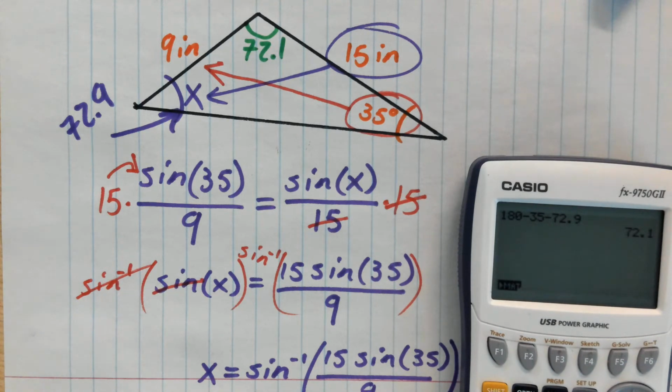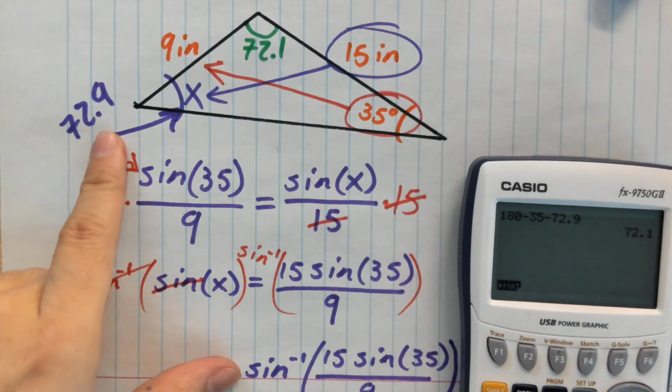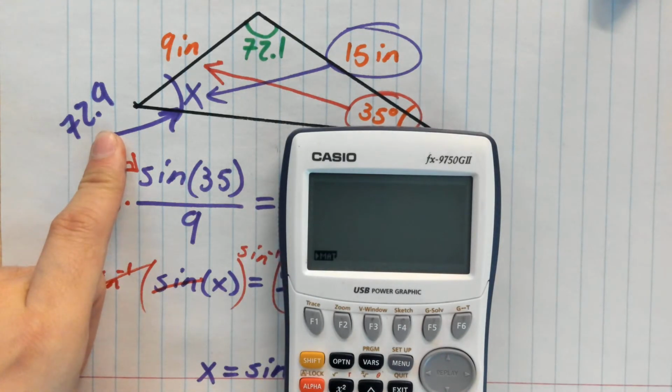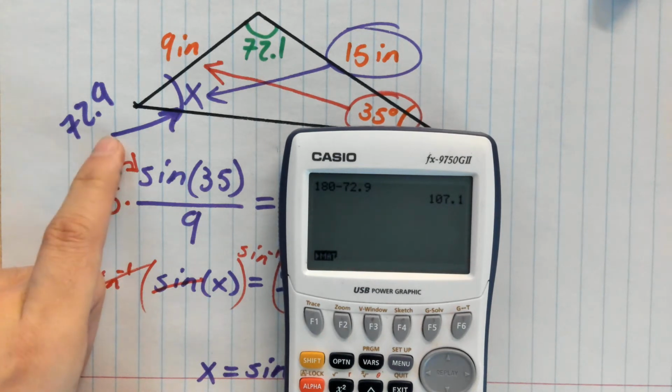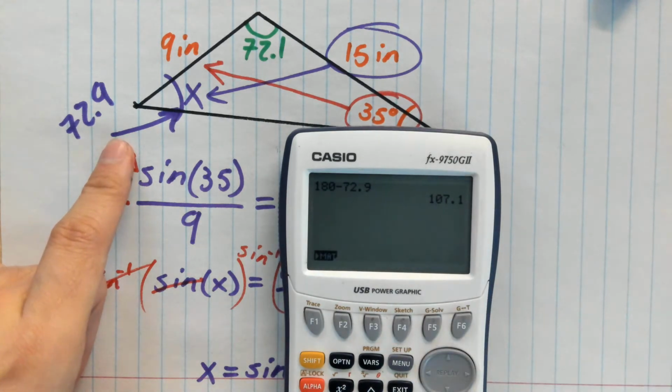Now, how do you find that second solution? Because these triangles will have a second solution. How do we find that second solution, guys? Remember the angle that we found? This angle, it has another possibility. How do you find it? You take 180 and subtract this angle, 72.9. And whatever you get, in this case 107, this 107 represents my second solution.